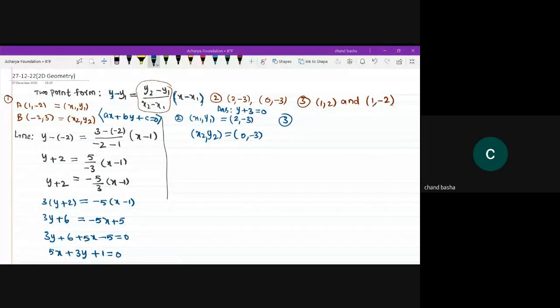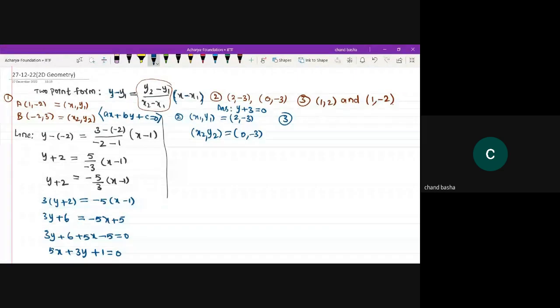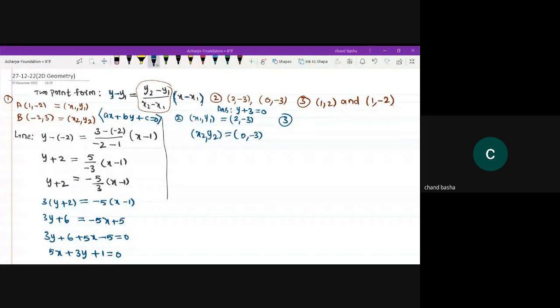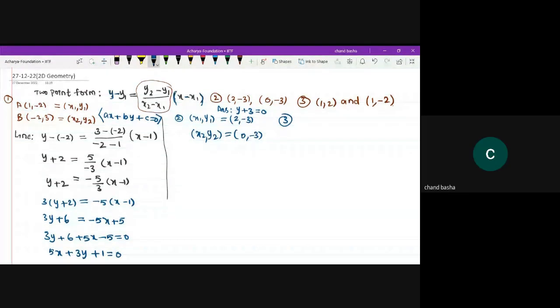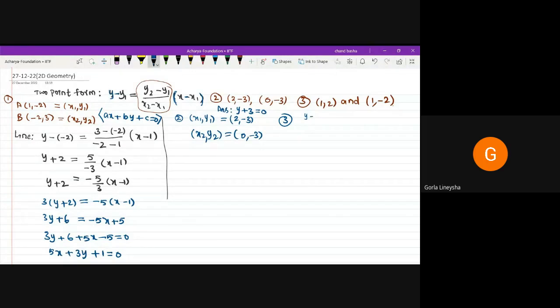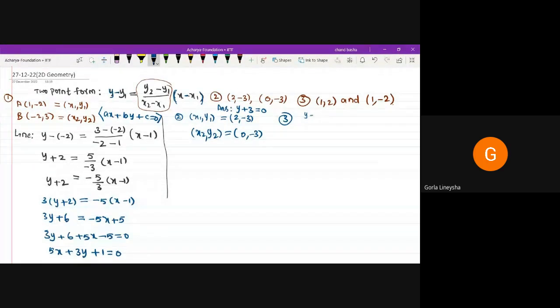Next question. Anyone got the answer for the next question? Sir, third one you are asking, no? Sir, I got the third one: y minus 2 is equal to minus 4 by 0 into x minus 1, sir.